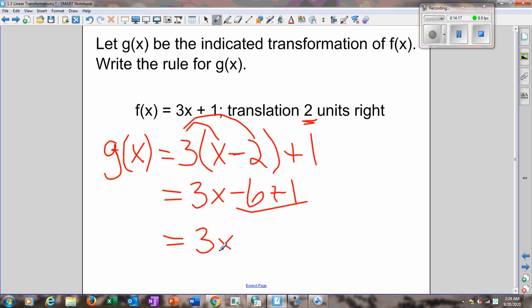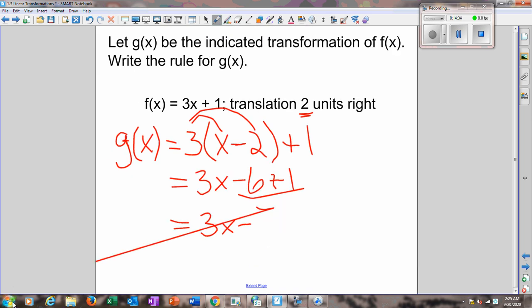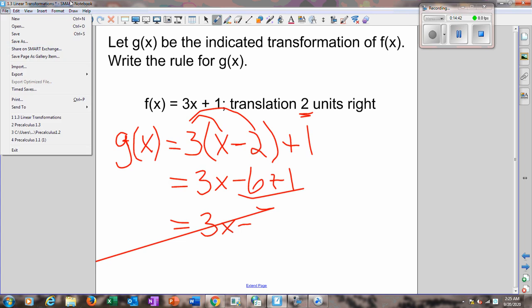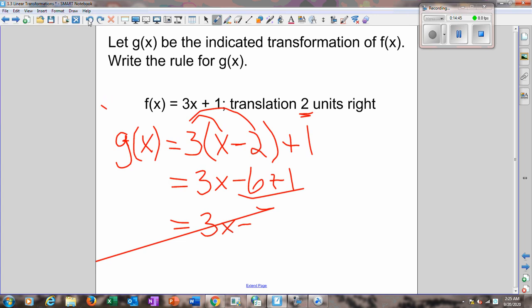3x minus 5. I said 5 and wrote 3. My bad. 3x minus 5. That was even worse. I need help, but not like this. Last time, I swear.